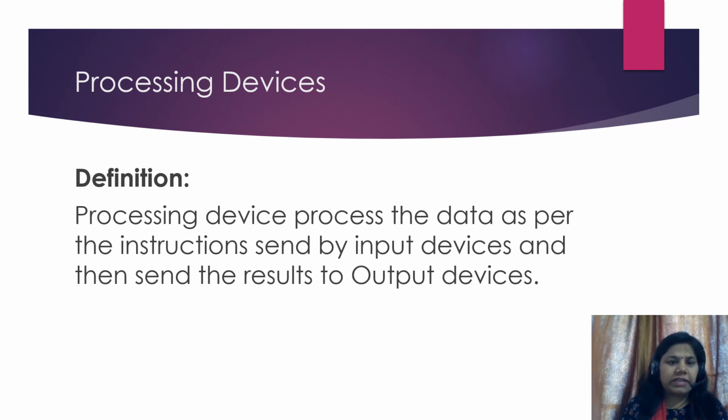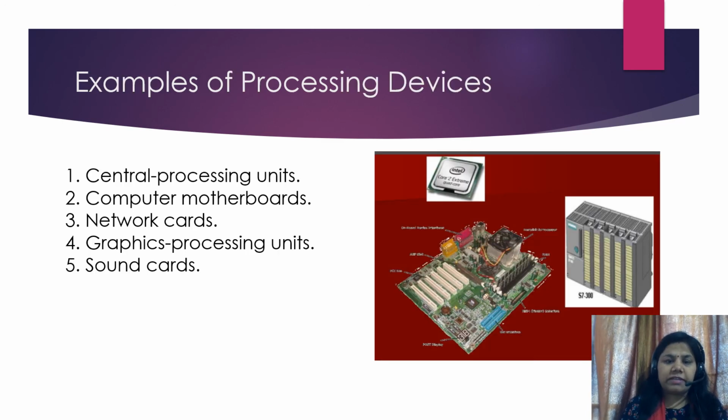Then processing devices. Processing devices are those devices that process the data as per the instructions sent by the input devices and then send the result to the output devices. All these come under the category of processing devices. First one is the central processing unit, second is the computer motherboard, then network cards, then graphics processing unit, then sound cards.